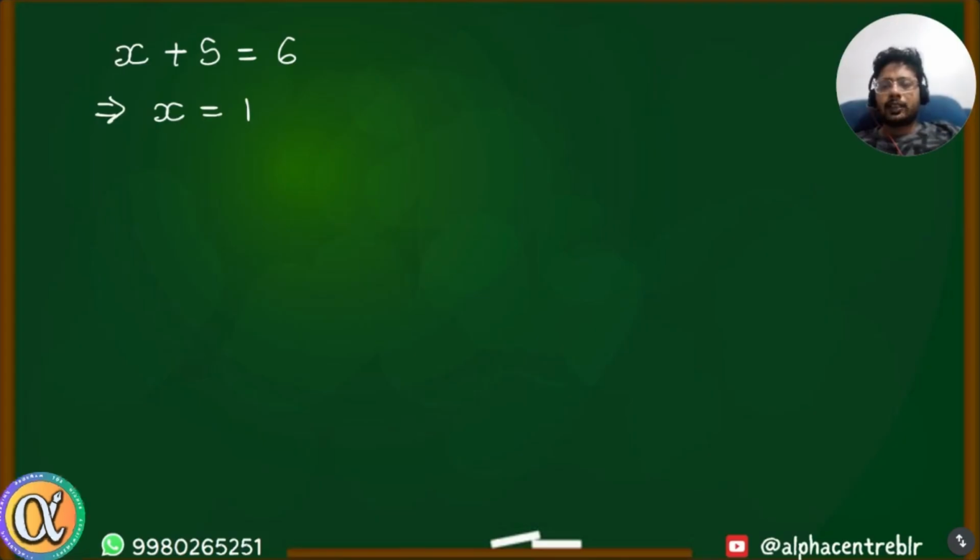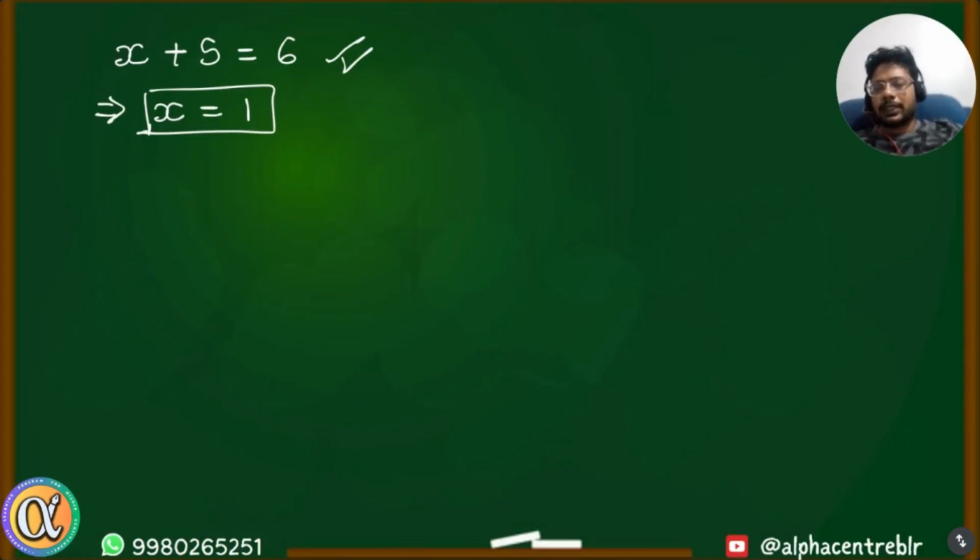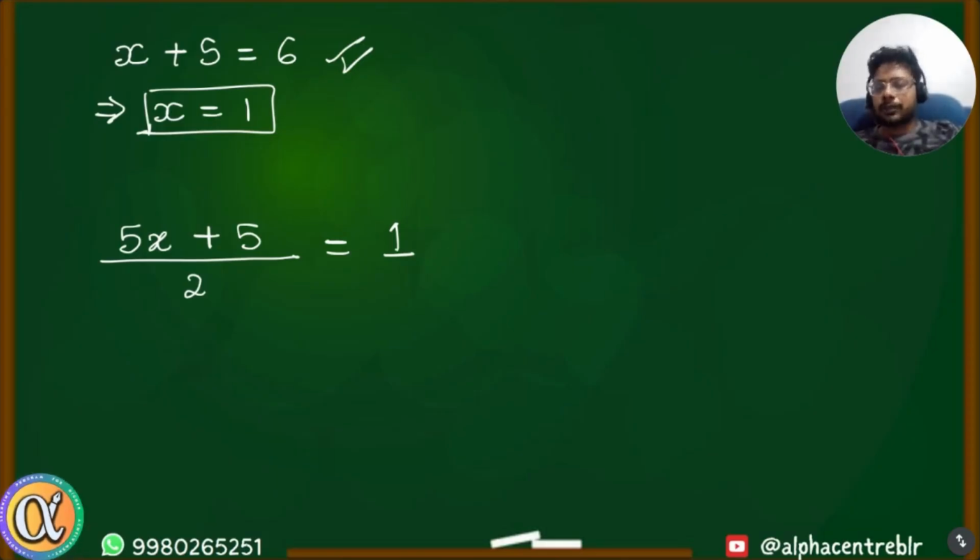So x is equal to 1 is one solution which satisfies this linear equation. No matter how complex the linear equation looks, it only has one solution. There's only one value of x which satisfies this equation. What is that value of x? Simplifying it using the properties.